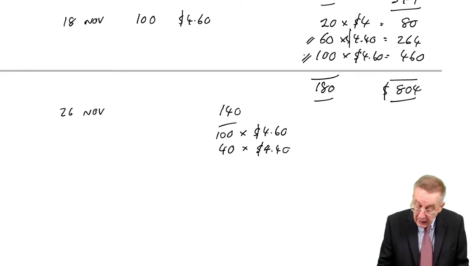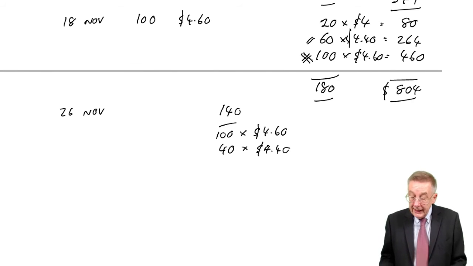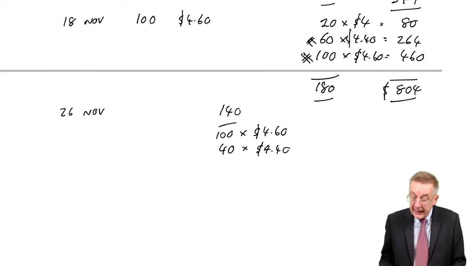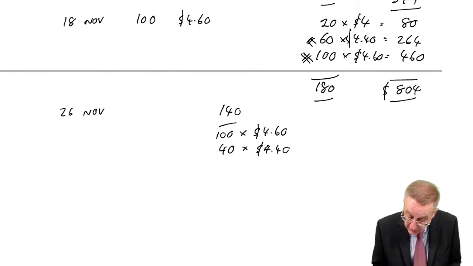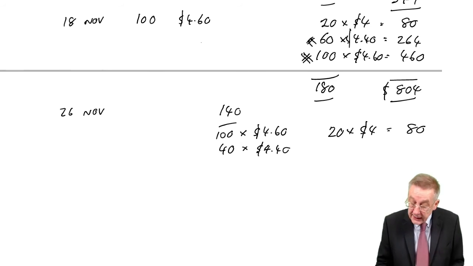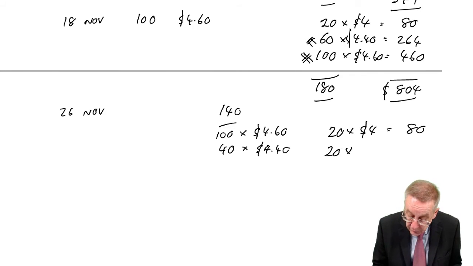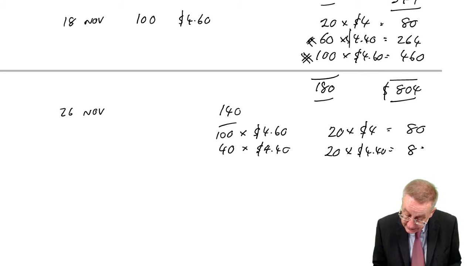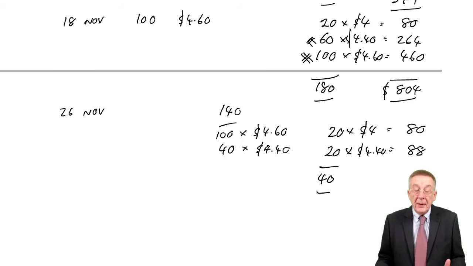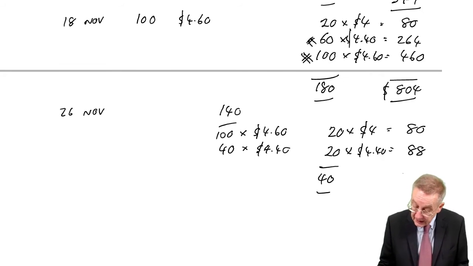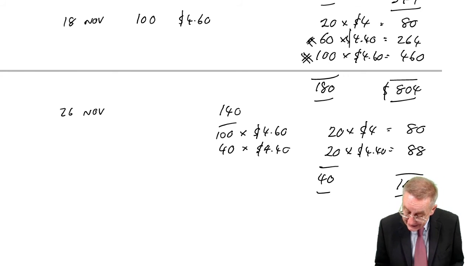And what are we left with? Remember, these 100 have gone completely. We've issued 40 of those 60. And so we're still left with those original 20 at $4. In addition, well, 40 of those 60 went. So we've also got 20 of the $4.40 units. What does that come to? 88. And so we knew before we've 40 units left. And how much are those 40 units going to be valued at? 168.